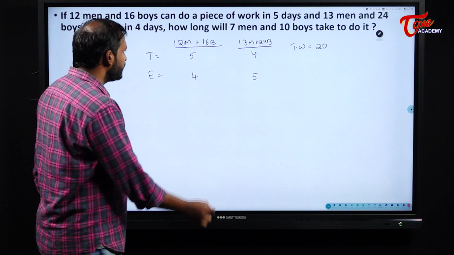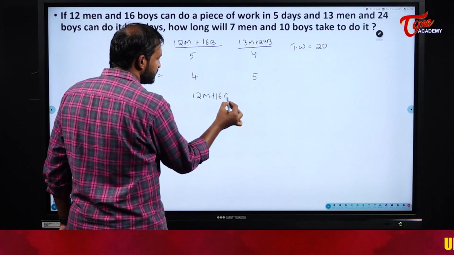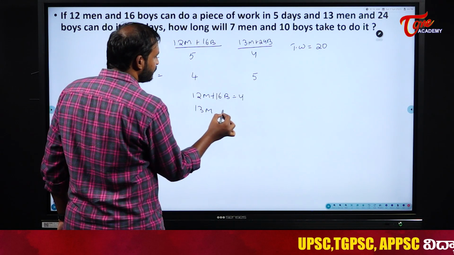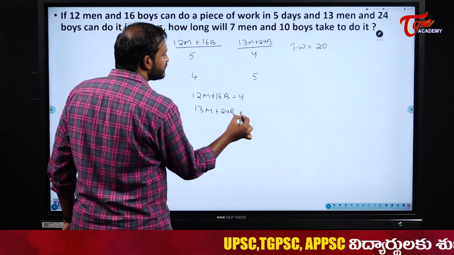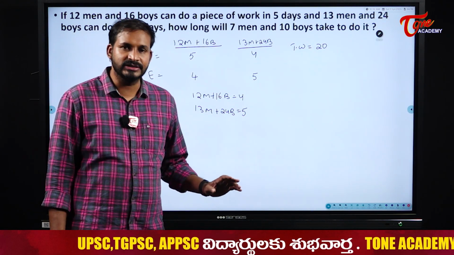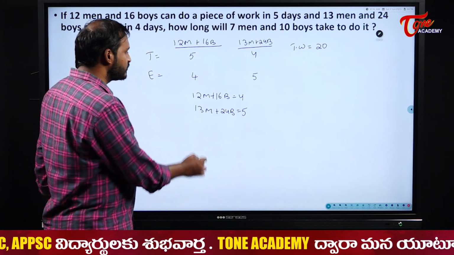So that means what we can understand here is 12 men plus 16 boys efficiency is 4. And similarly 13 men and 24 boys efficiency is how much? 5. Here you will get two equations. We don't have any other choice. Definitely we need to solve the equations to get the efficiencies. Now how can I solve this one?